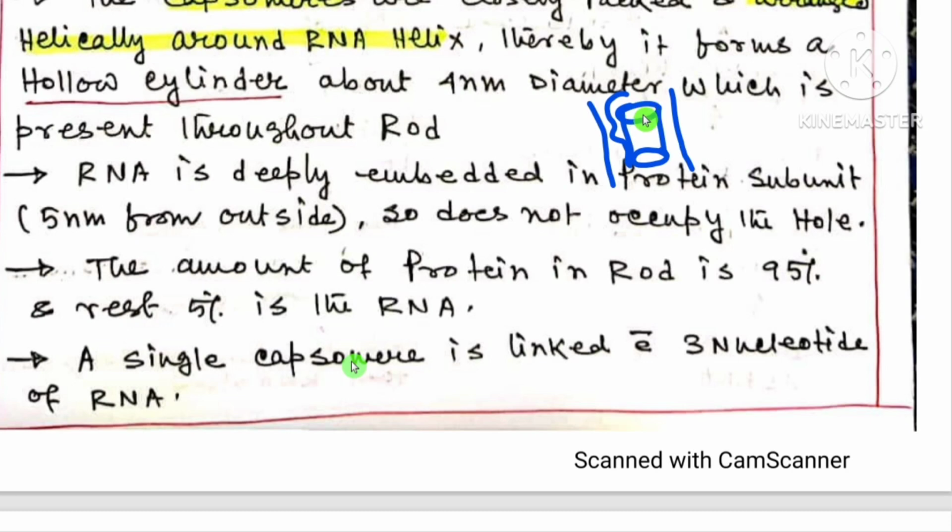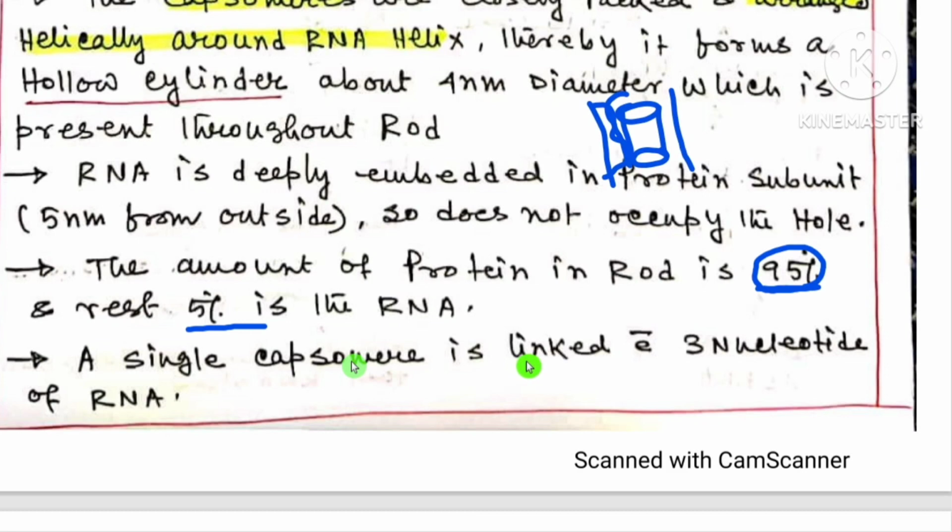This is very important. Remember that the RNA is deeply embedded in the protein subunit, so it does not occupy the hole. The amount of protein in the rod is 95% and the remaining 5% is RNA. So the maximum portion of tobacco mosaic virus is made up of protein and only 5% is RNA.